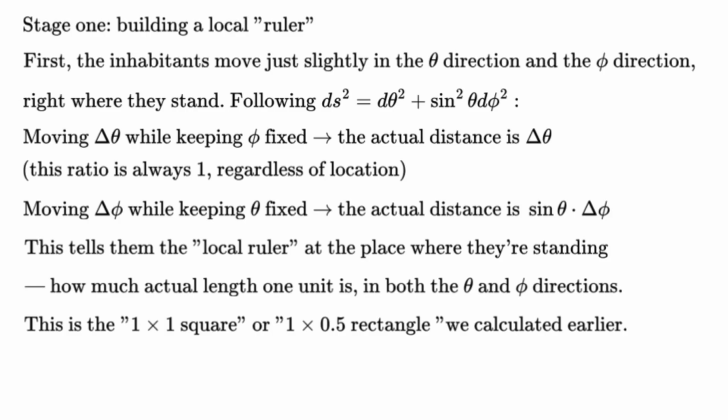Moving delta phi while keeping theta fixed, the actual distance is sine theta delta phi. This tells them the local ruler at the place where they're standing, how much actual length one unit is, in both the theta and phi directions. This is the 1 by 1 square or 1 by 0.5 rectangle we calculated earlier.